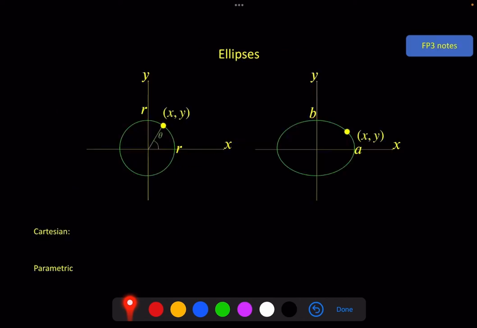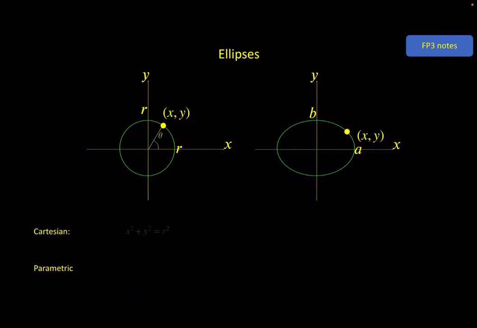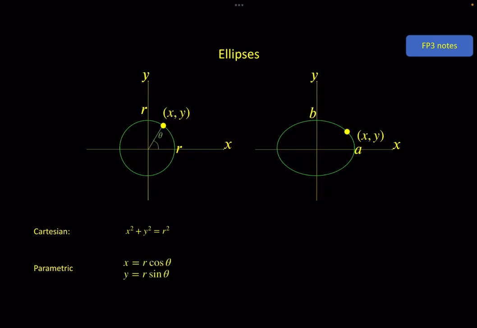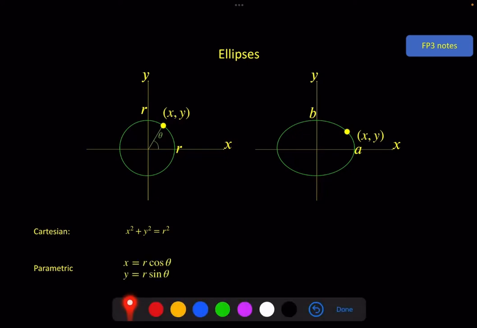To begin, we're going to compare the equations of ellipses with your familiar equations for circles. You know the Cartesian equation of a circle is this. You've been using this since GCSE. Parametric equations, I hope you're familiar with these. If you take the radius and you do r cosine theta, where theta is this angle anti-clockwise from the x-axis, you get the x-coordinate, and if you do r sine of this angle, you get the y-coordinate.